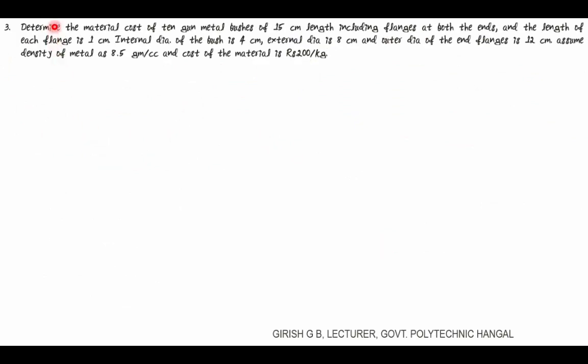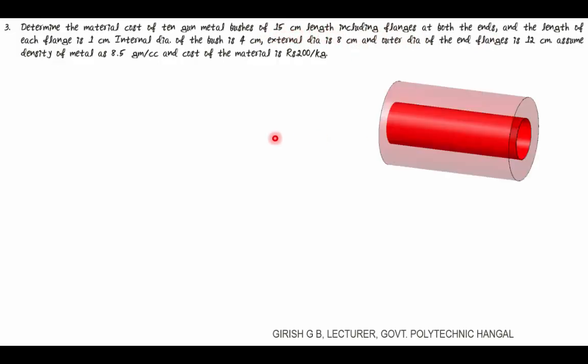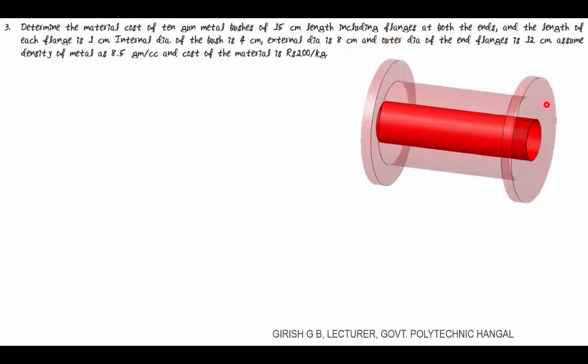The third problem is: determine the material cost of 10 gunmetal bushes of 15 cm length including flanges at both ends. So here we have a gunmetal bush. Its length is 15 cm, including the flanges. It also has flanges, and the flanges are at the edges. Its diameter will be greater than the outside diameter of the bush, and the length of each flange is 1 cm. Here the length of each flange is 1 cm, 1 cm. Total length from this end to this end is 15 cm.